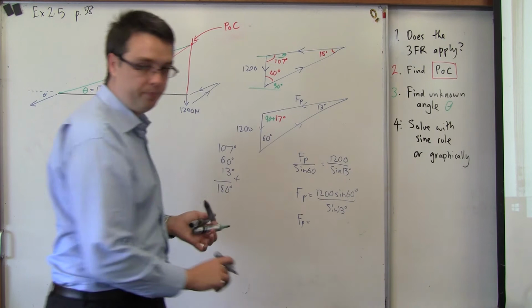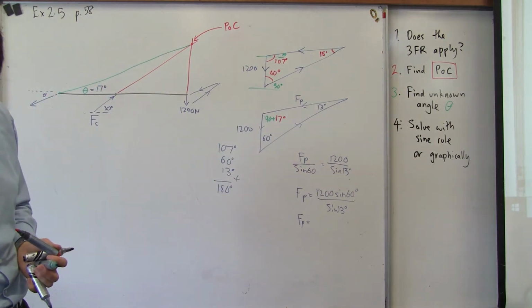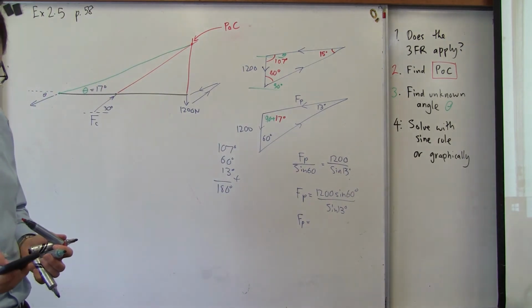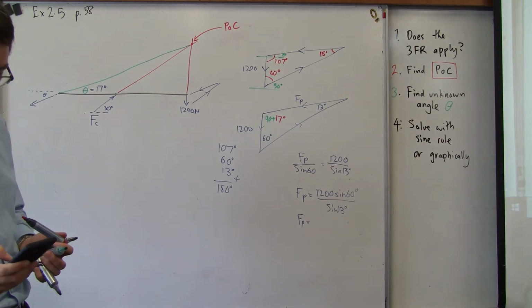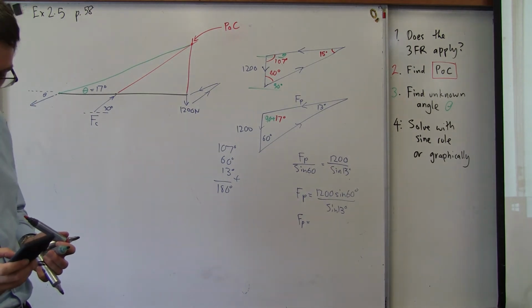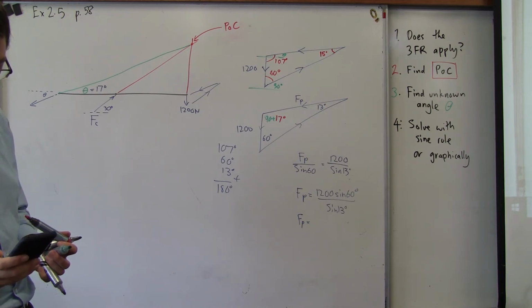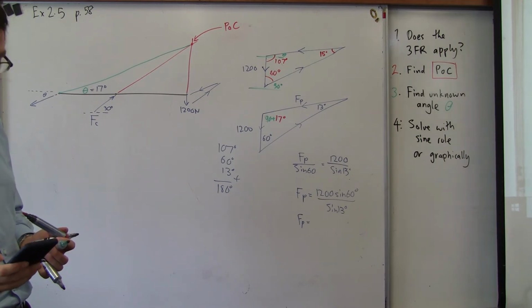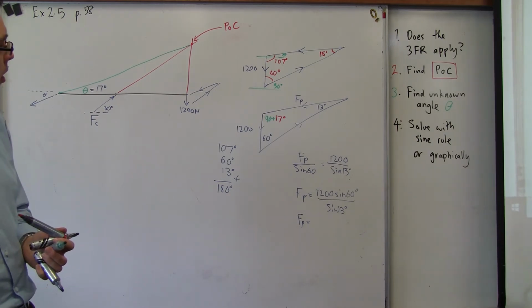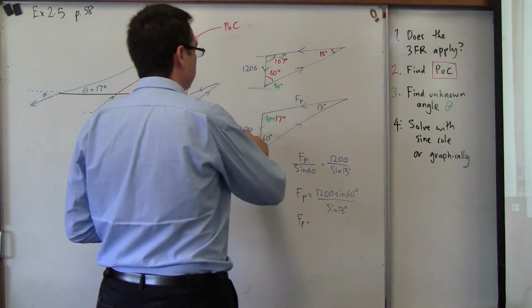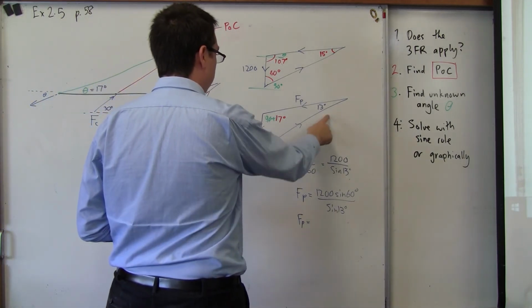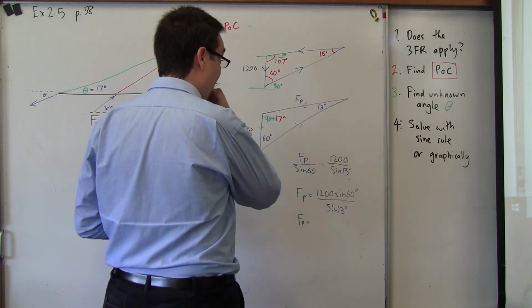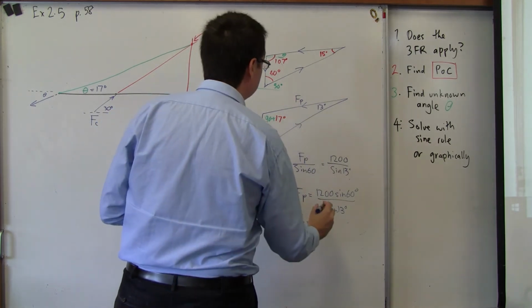What is our answer? 1200 sine 60 divided by sine 13 equals, second time I did that. I've got to type it, hit the enter in between. Sine 60 divided by sine 13 equals, I get 4619. Just checking I'm looking at the right side. FP, 4619. Yeah, I got that.